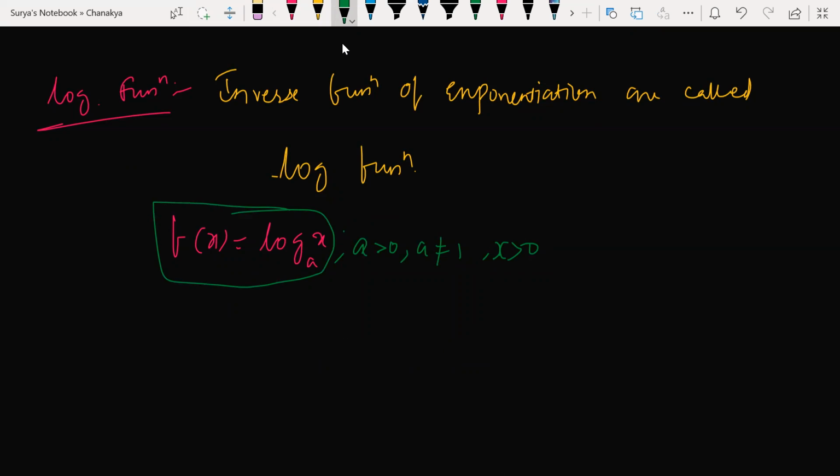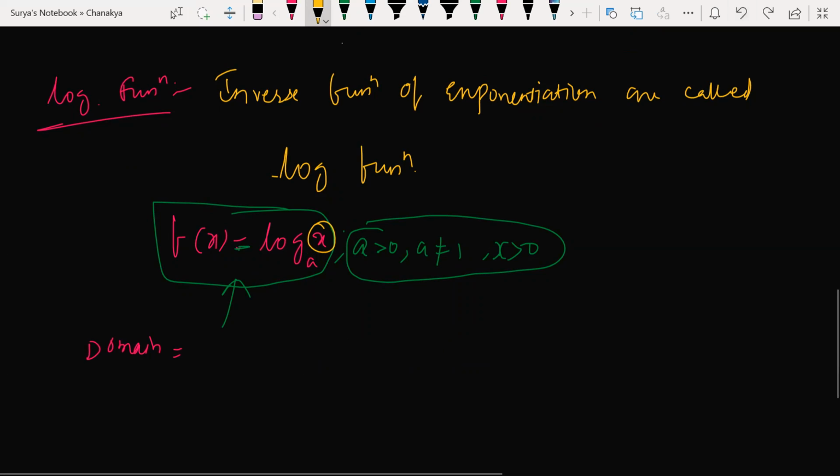What is the definition of the logarithmic function? f of x is going to be log x base a if and only if a is greater than 0, x is greater than 0, and a is not equal to 1. Now, what is the domain of this function? Log will not allow any negative values, neither in the place of x nor in the place of a. So x and a both should be greater than 0, and a cannot be 1 either.